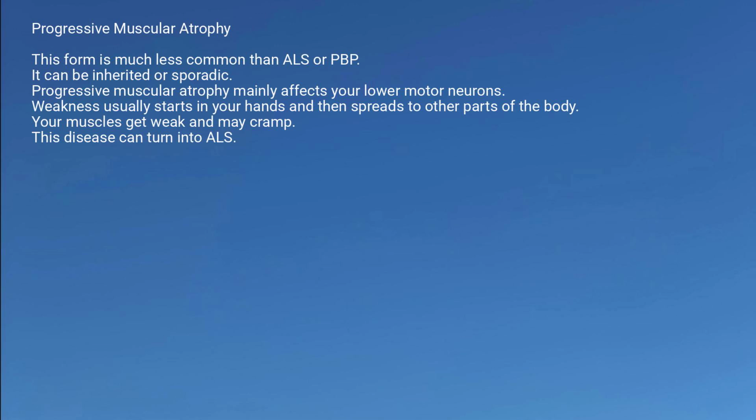Progressive muscular atrophy. This form is much less common than ALS or PBP. It can be inherited or sporadic. Progressive muscular atrophy mainly affects your lower motor neurons. Weakness usually starts in your hands and then spreads to other parts of the body. Your muscles get weak and may cramp. This disease can turn into ALS.